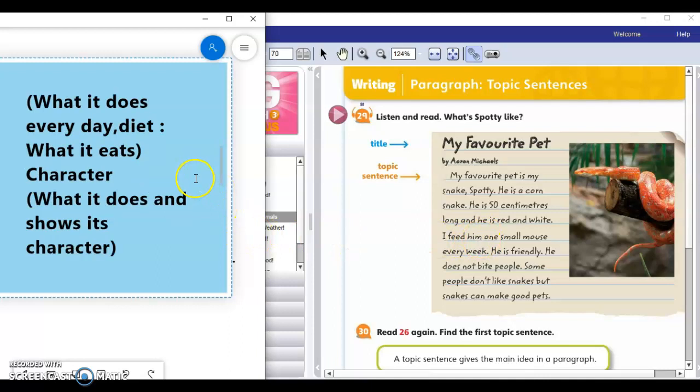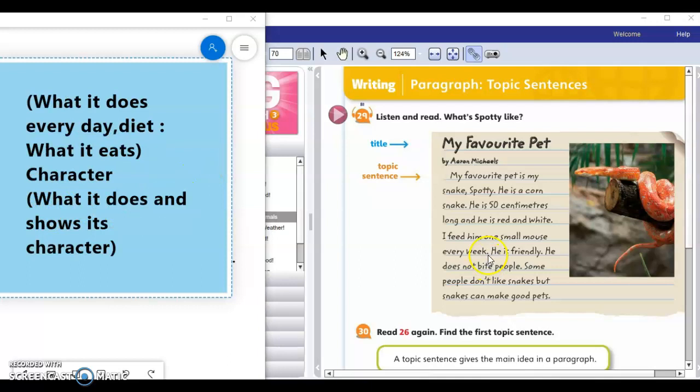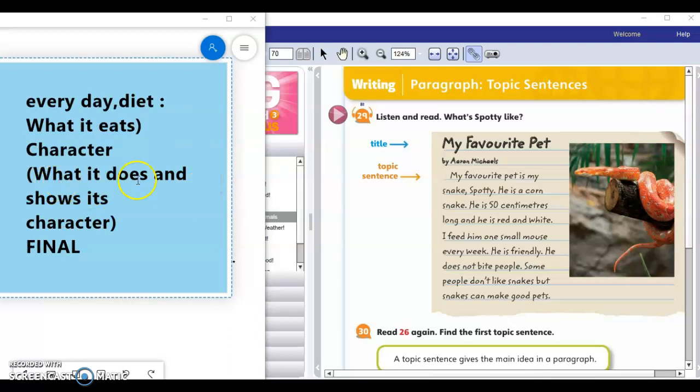The next thing that we need to talk about is its character. He is friendly, he tells us. But as you can see, this is not enough. The sentence, he does not bite people, shows us why he is friendly. So when we write about the pet's character, we also need to add another sentence in which we write about what it does that shows that it is friendly, or whatever we have chosen to write. Okay?